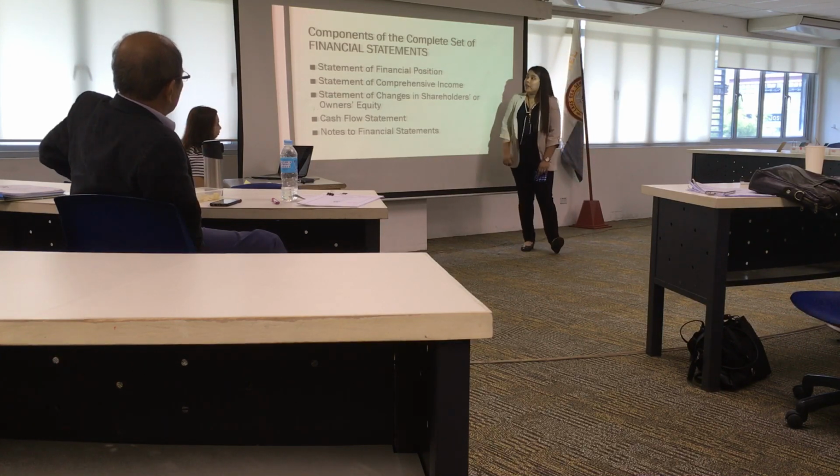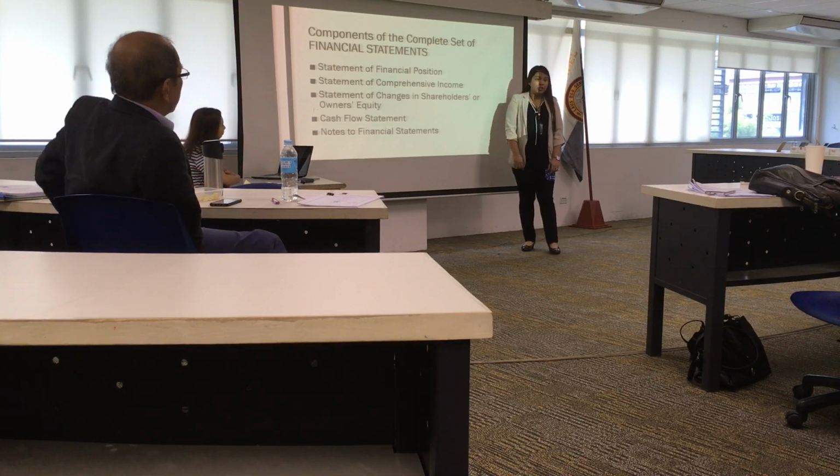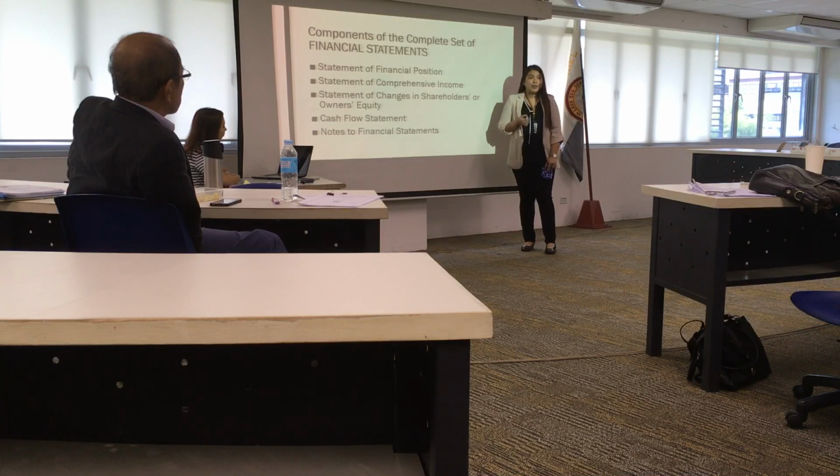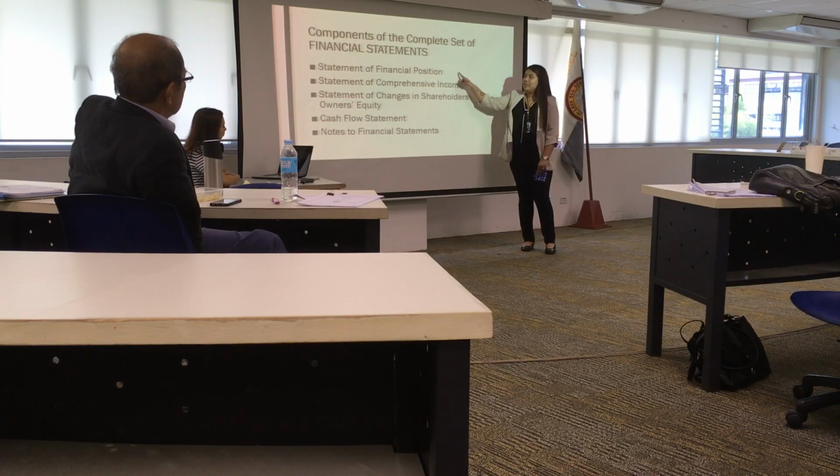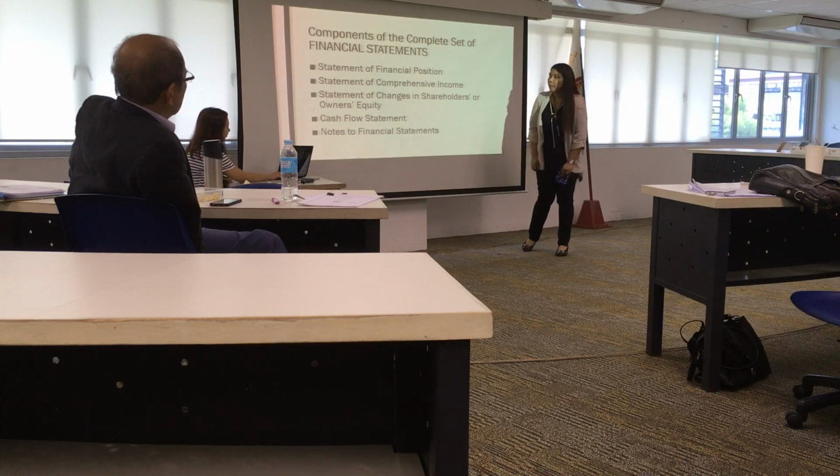Last component of the complete set would be the notes to financial statements. The notes to financial statements help the users in order to understand further the line items presented in the 2 financial statements. So in the balance sheet, again, we can see here the assets, liabilities, and the equity of the business. And in the income statement, we can see here the revenue and the expenses. Later in the discussion of the financial ratios, these accounts will be used in order to compute the ratios.